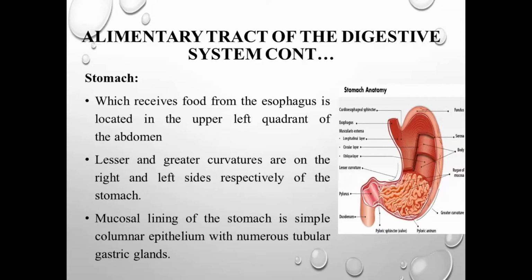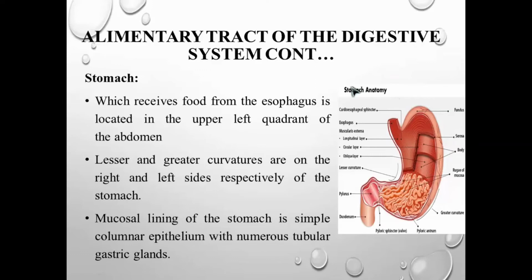So the stomach, which receives the food from the esophagus, is located in the upper left quadrant of your abdomen. So the left side of your abdomen, the upper left quadrant, is going to have the stomach. The lesser and greater curvatures are on the right and the left side respectively of the stomach. So you can see the curvature. There is a variation in the curvature of the stomach.